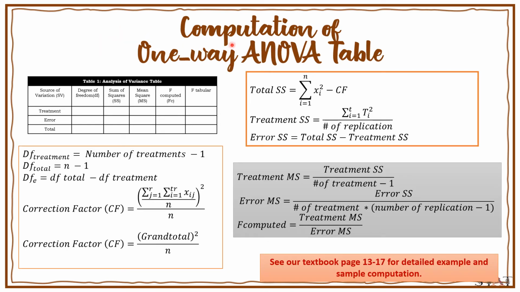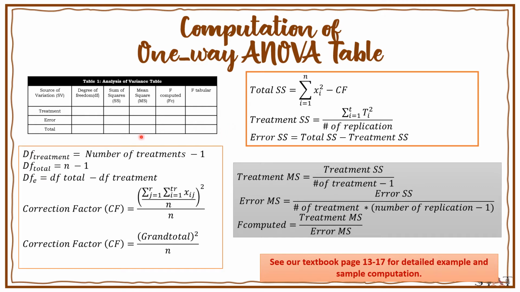So here is the computation of the one-way analysis of variance table. If you need a detailed example and sample computation, please look at our textbook, pages 13 to 17. Always remember that there are different computations or formulas for the different experimental designs. For example, if you use the CRD, you will have different computations from the RCBD. But still, they are similar.